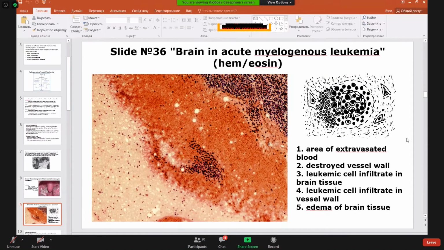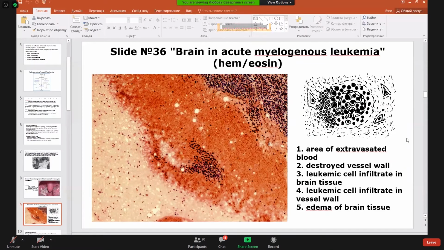Point number 1 is here. Area of extravasated blood. And on the photo, in the central part of the photo, you can see these extravasated erythrocytes, extravasated blood. Point number 2, destroyed vessel wall. You can see on the scheme the destroyed wall, and here too. Only here we can see two parts of the vessel, preserved parts, and at the top the vessel walls are destroyed. So leukemic cells infiltrate into the brain tissue.